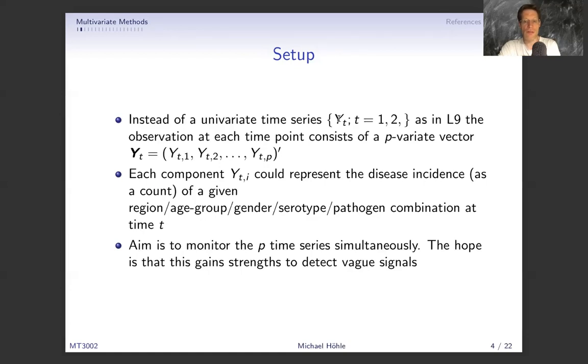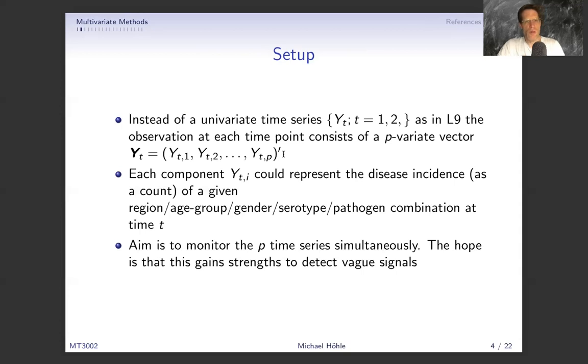The extension in this part of the lecture is that yt is not going to be scalar anymore, not one-dimensional, but instead p-dimensional. So one observation, which I will denote by a bold yt to denote that it's not univariate but multivariate, will consist of yt1, yt2, and so on until the pth component. So this will be a vector of length p. Just out of convenience I will write this as a column vector, but it doesn't matter if it's column or row, as long as you're consistent.